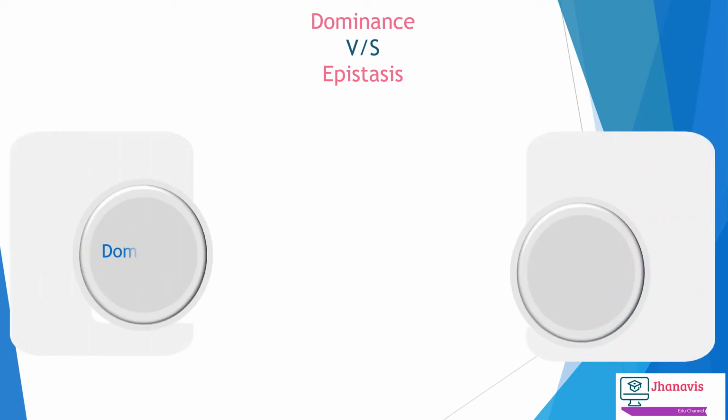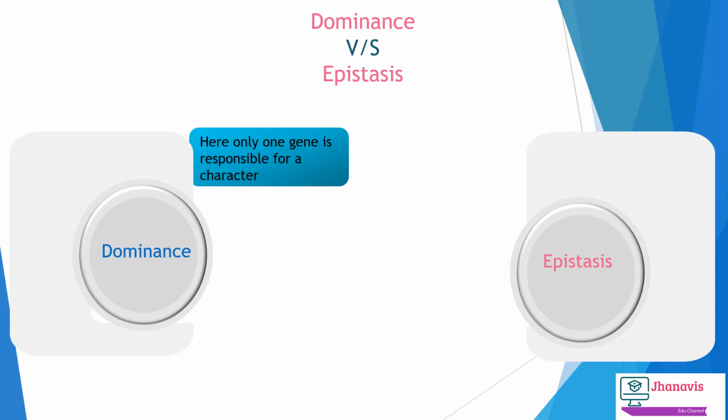Let's learn the difference between the dominance and epistasis. In dominance, only one gene is responsible for a particular character. One will be dominant and another one will be recessive. For example, if I take capital A and small a, capital A will act as a dominant one and small a will act as a recessive one. And in dominance, it is intra-allelic interaction.